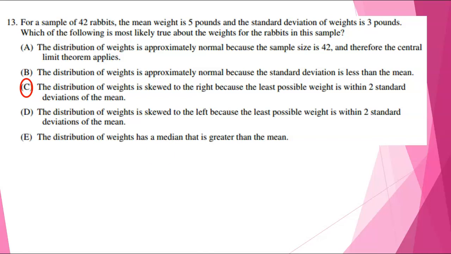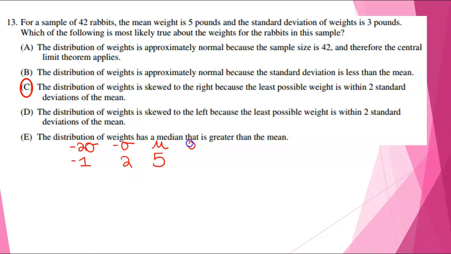So if we know that the mean is 5 pounds, all right, then 1 standard deviation below the mean is going to be 2 pounds. All right, and that's going to be 1 standard deviation below. And so for us to go 2 standard deviations below, all right, then that actually gets us at -1, and we can't have a negative weight. All right, so we know that the smallest weight the rabbit can be is within 2 standard deviations from the mean. Right? But we could get larger, right?